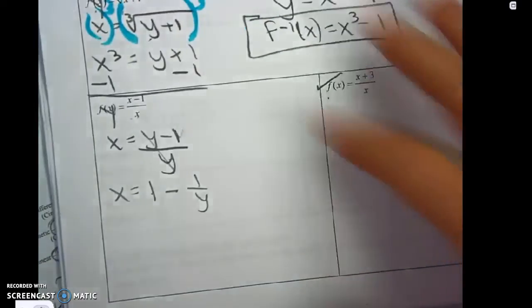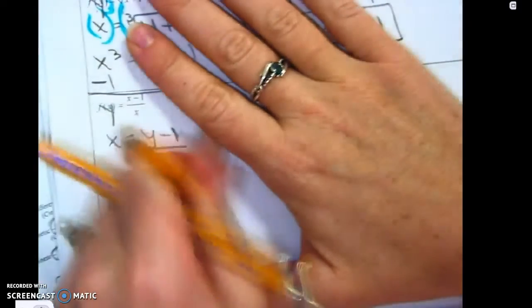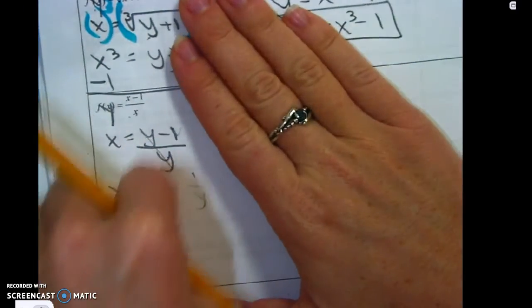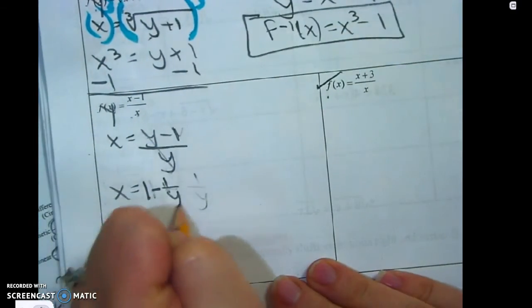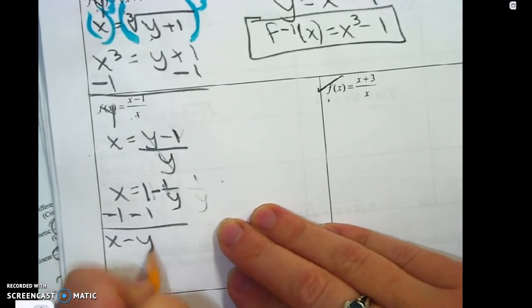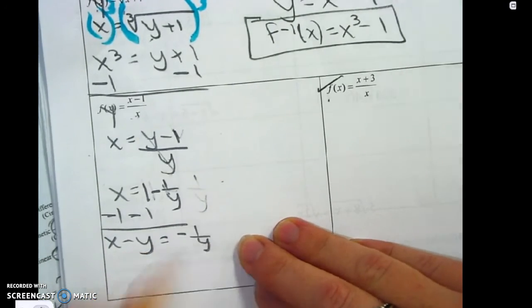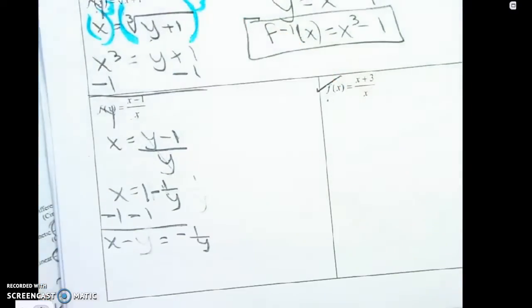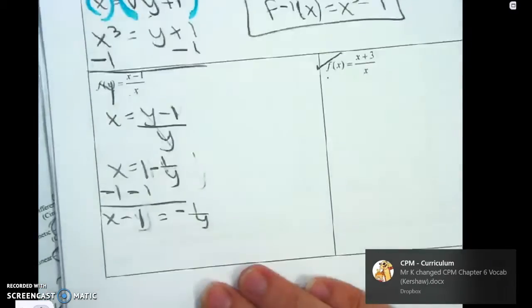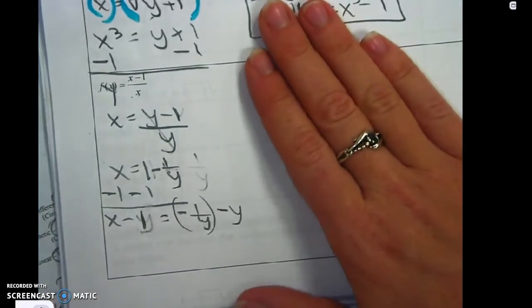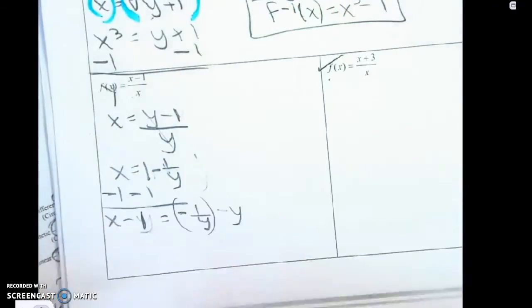So I'll show both ways, okay? So let me show this way, and then I'll show another way. My mind goes somewhere else because I don't like the idea of having a fraction. But I can do that. Subtract 1, subtract 1. x minus 1 equals negative 1 over y. Sorry. Went a little crazy here. Multiply both sides by y. That's probably easier for your brain.